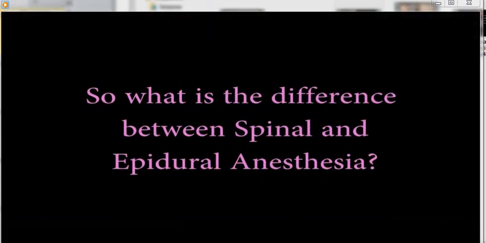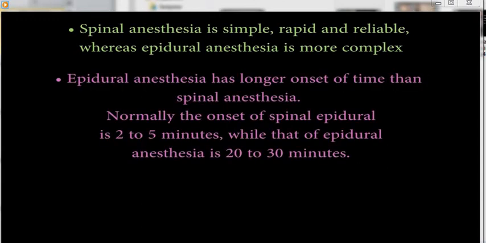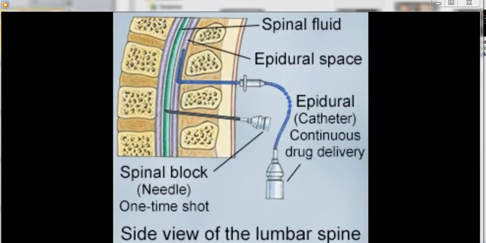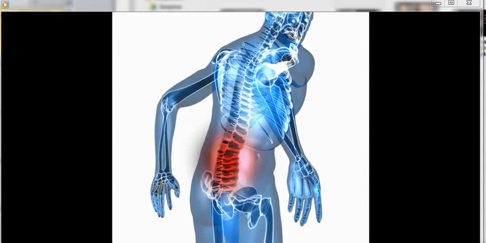So what is the difference between a spinal and epidural? A spinal is simple, rapid, and reliable, though an epidural has a longer onset time than a spinal due to the catheter. A spinal technique is more economically sound since you use less drug volume than an epidural. Another difference is spinals are administered directly into the spinal sac, while epidurals are injected into the area around the sac. Risks of postoperative damage from this anesthesia are slightly lesser when you are going for a spinal.